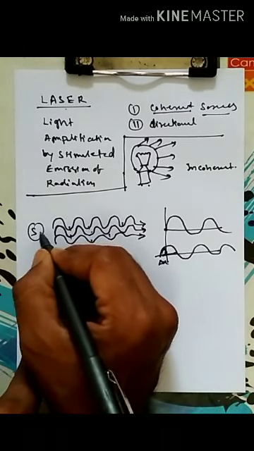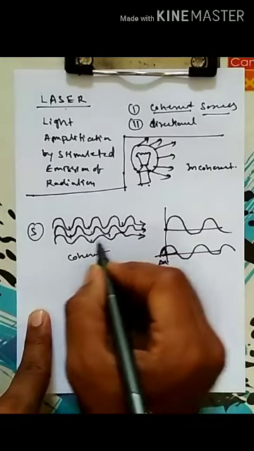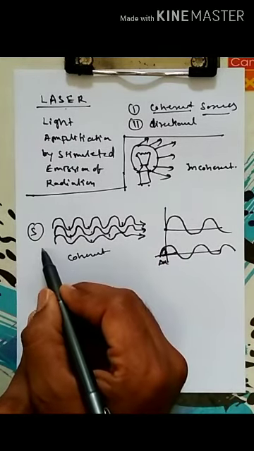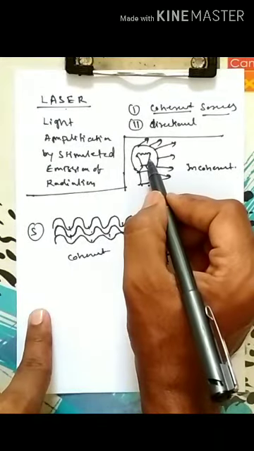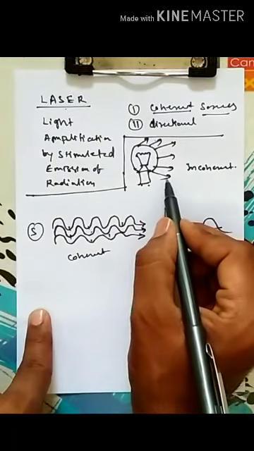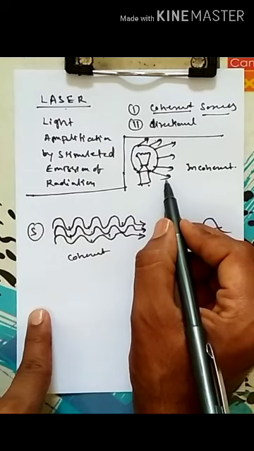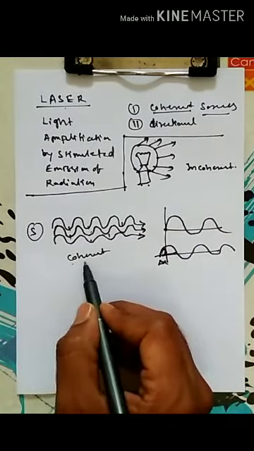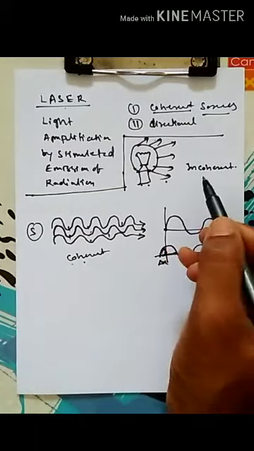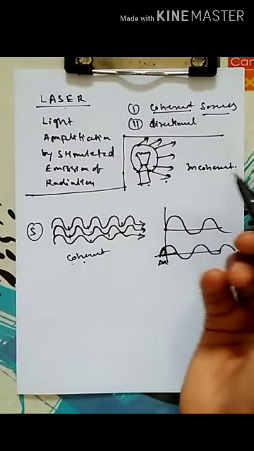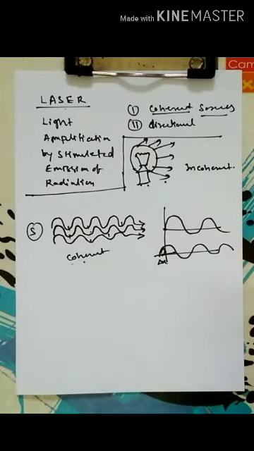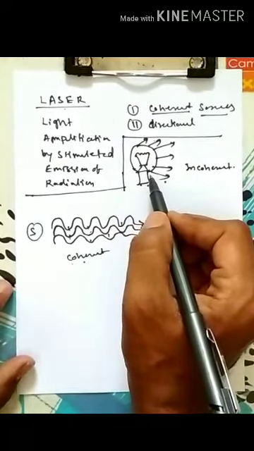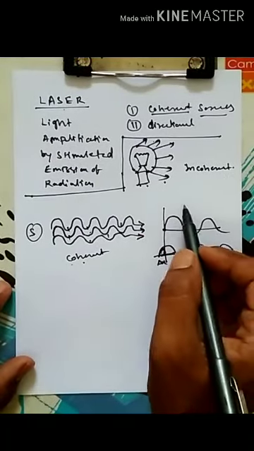The source which can generate this type of light wave is called a coherent source. The source which generates light where no phase difference is maintained, where the phase difference is not zero, and is not constant or fixed as time changes, is known as an incoherent source. Okay, friend.